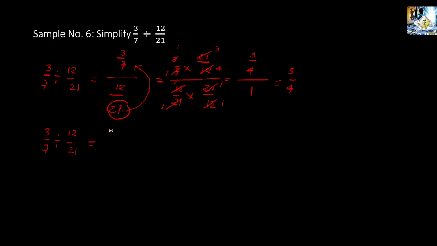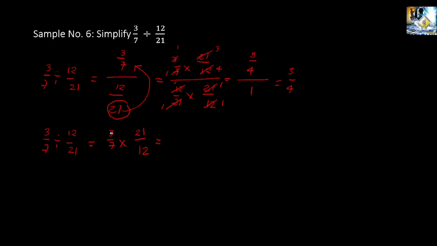So we have 3 over 7. Again, we change the operation from division to multiplication, thus we invert the second fraction. Before you can proceed to multiplication, you need to invert or get the reciprocal of the second fraction, that will become 21 over 12. Okay, then proceed with the cancelling method.